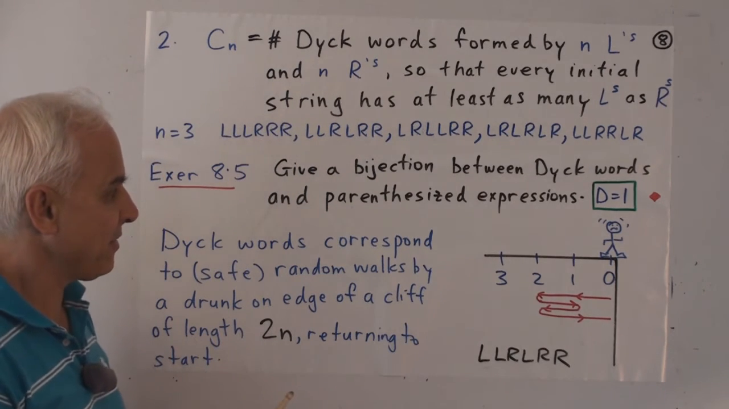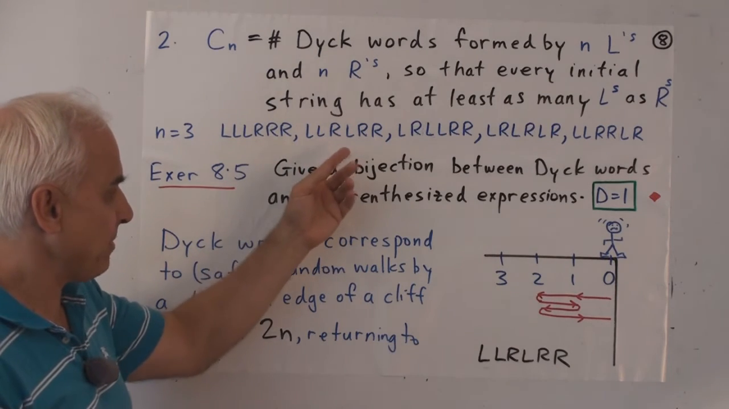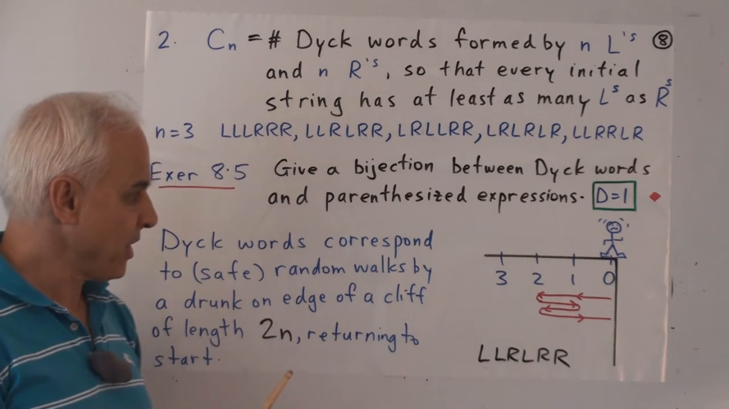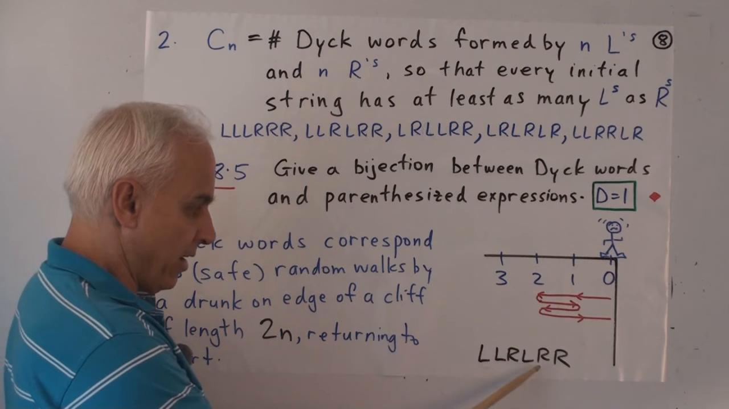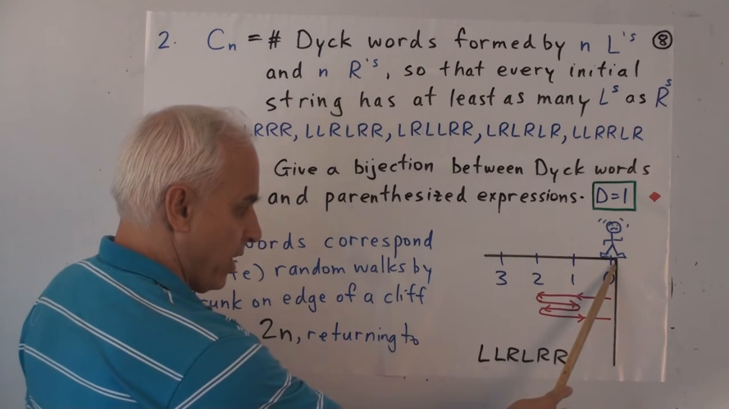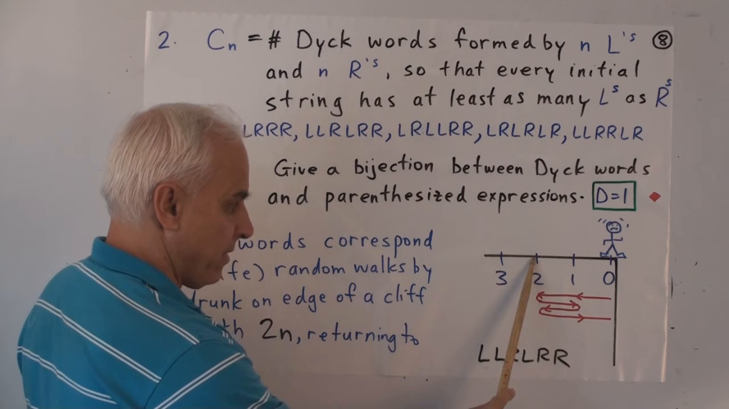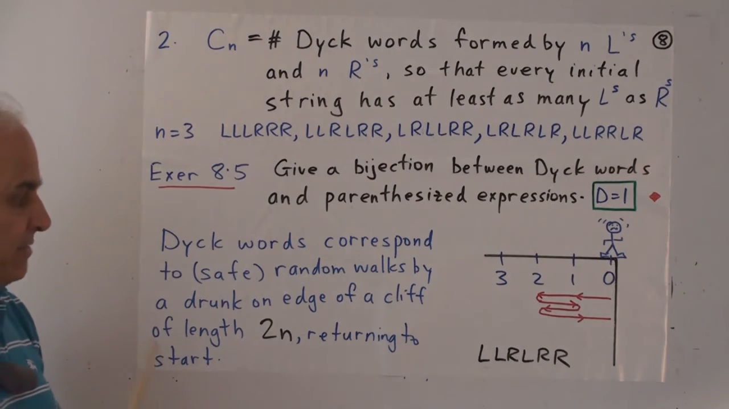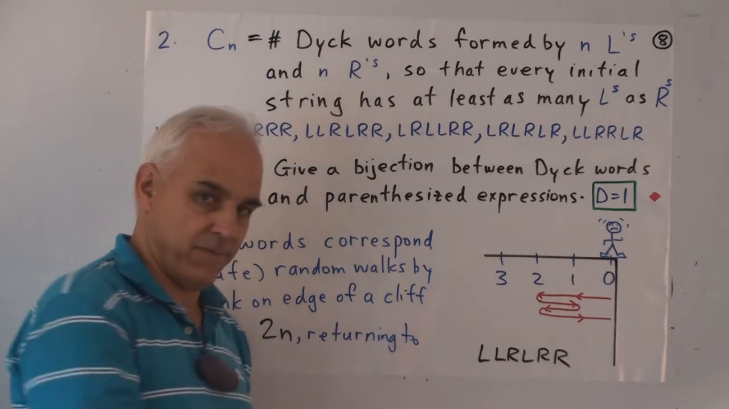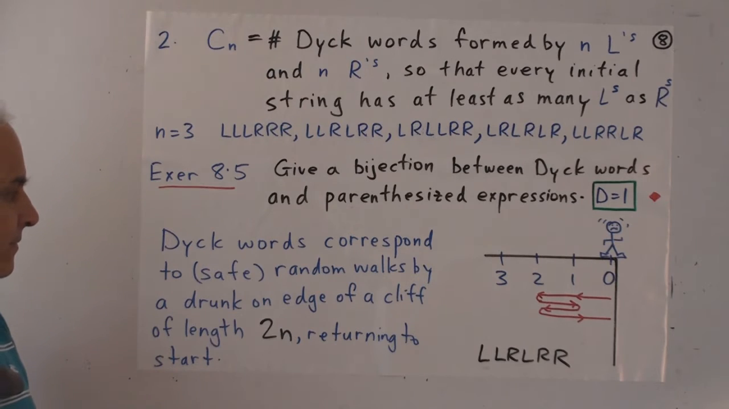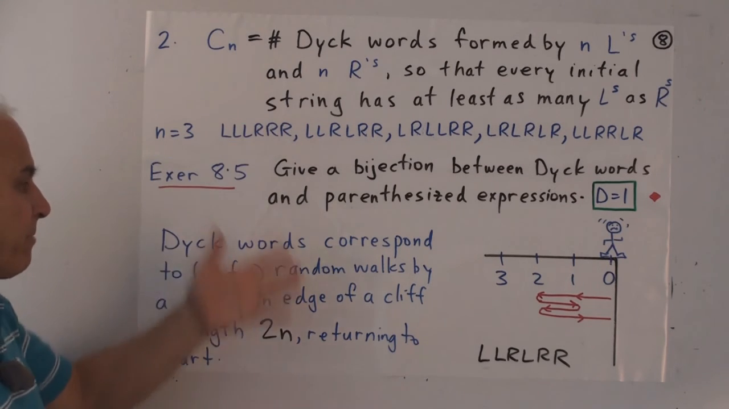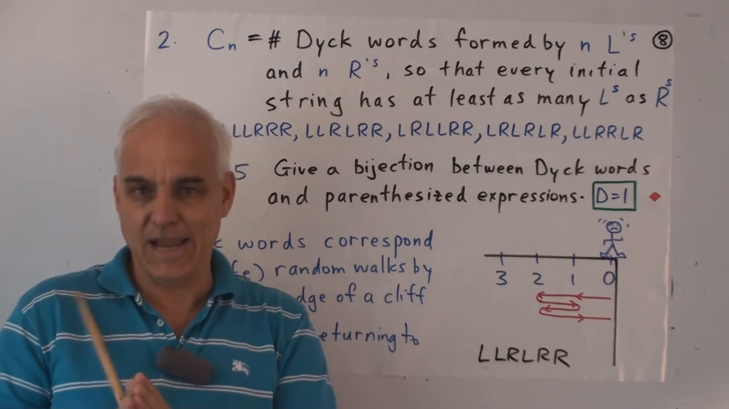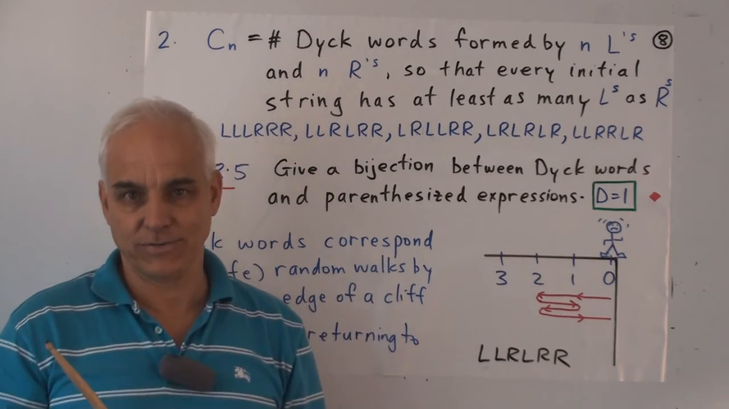That's essentially the condition, that the number of left steps should always be at least as much as the number of right steps. So for example, the sequence L, L, R, L, R, R corresponds to the walk where he does a left step, another left step, a right step, another left step, and then 2 right steps to get back to where he started. And he's managed to do that without falling over the cliff. That's another interpretation of what these Dyck paths are counting. They're counting random walks with a particular kind of constrained nature. He's only allowed to go in that direction.